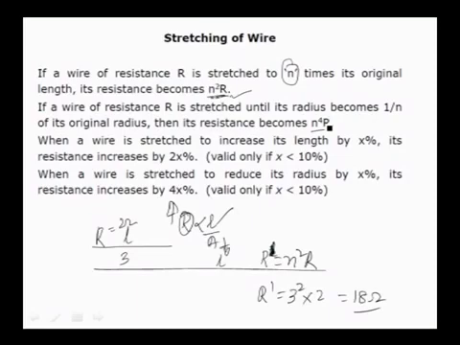Similarly, it can be given in terms of percentage. When a wire is stretched to increase its length by x%, then the resistance increases by 2x%. Similarly, when a wire is stretched to reduce its radius by x%, its resistance increases by 4x%. This is the concept related to the stretching of the wire. We can easily solve problems by taking the help of these 4 parameters.